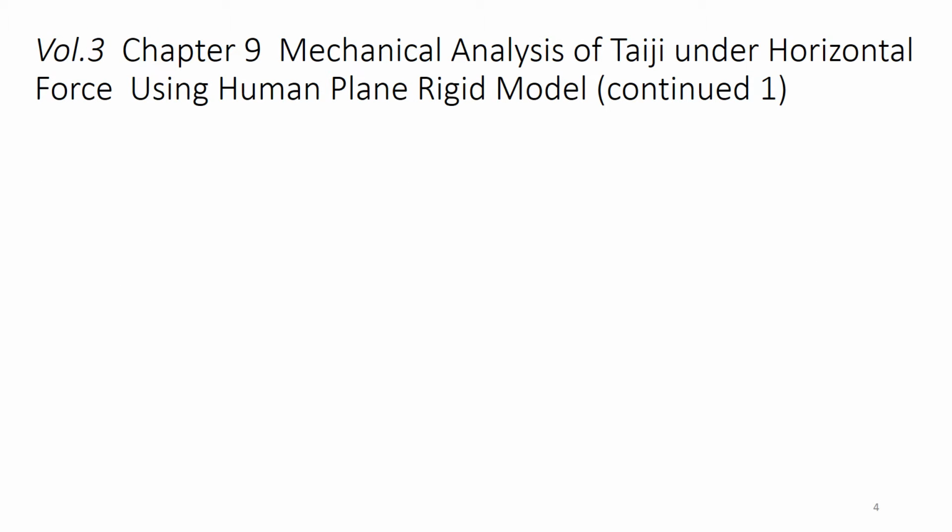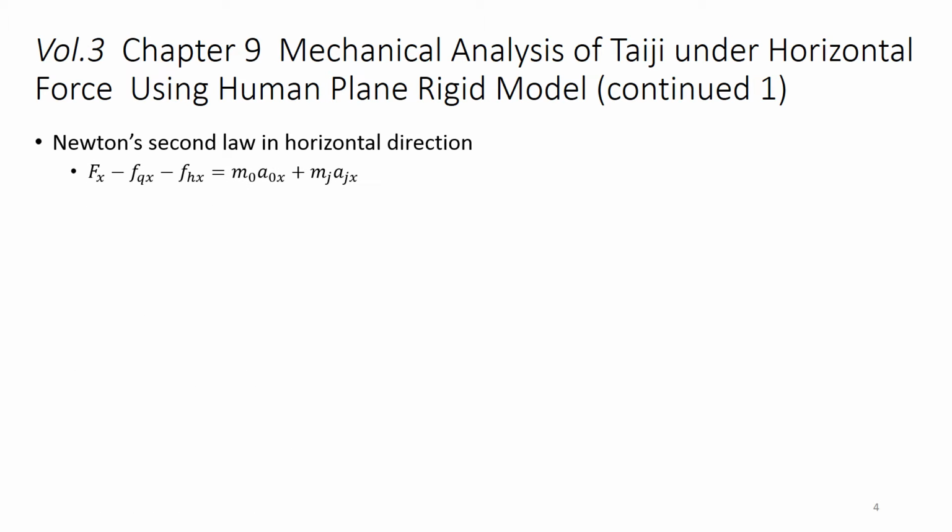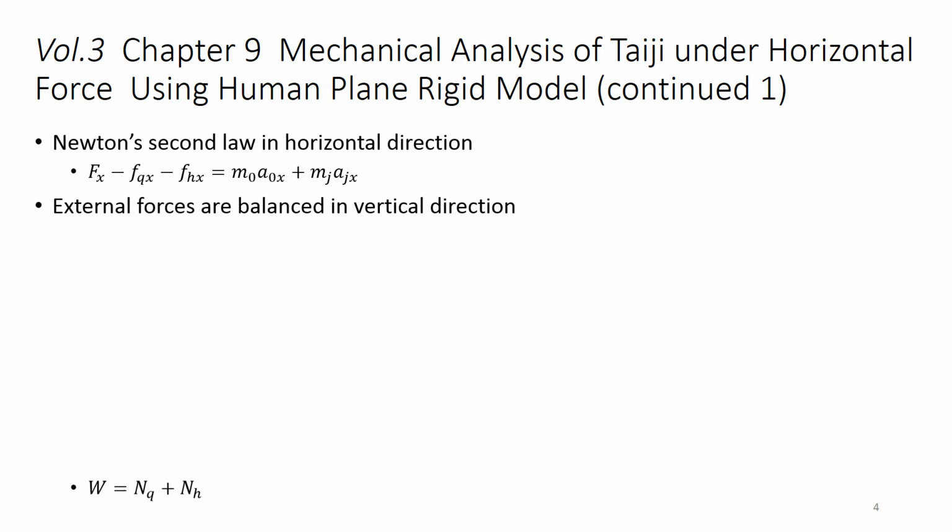Chapter 9. Mechanical Analysis of Taiji under Horizontal Force using Human Plane Rigid Model. Continued 1. Newton's second law in horizontal direction. External horizontal force equal to the product of mass and acceleration. External forces are balanced in vertical direction. Gravity equal to normal force.